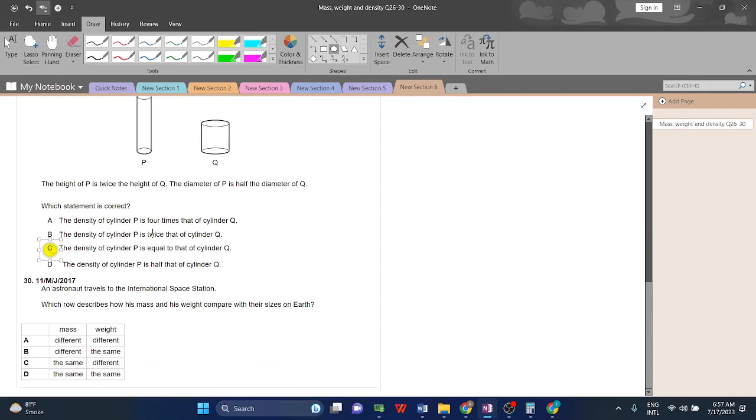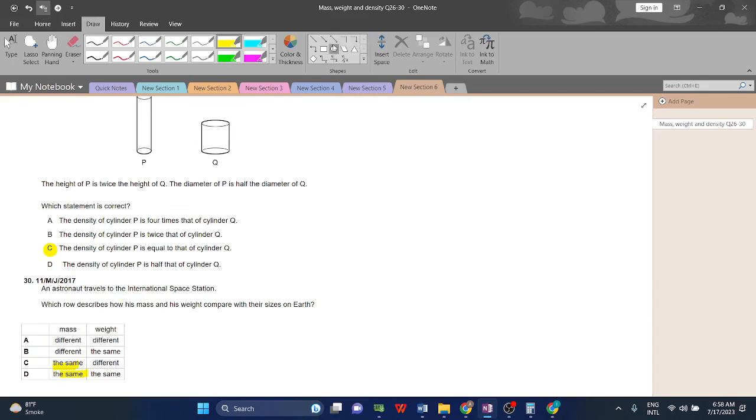Question 30. An astronaut travels to the International Space Station. Which row describes how his mass and his weight compare with their sizes on Earth? अभी मैंने आपको बताया था mass does not change. Mass does not change because it's the amount of matter in a specific amount of volume, right? That's what mass is.